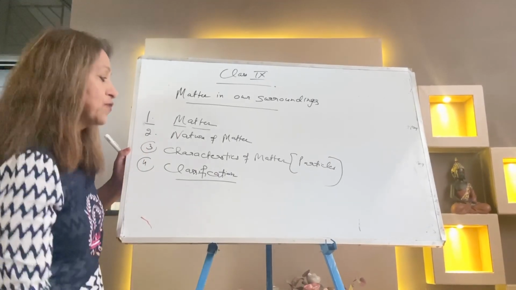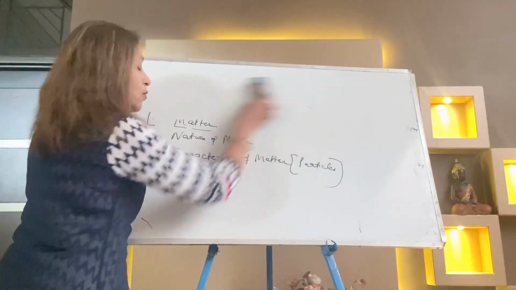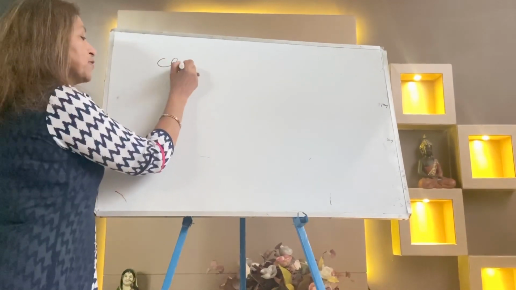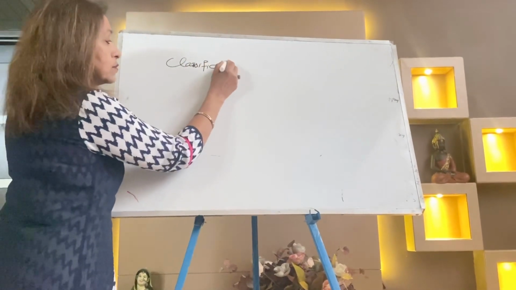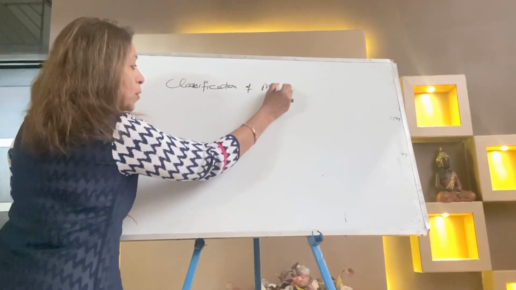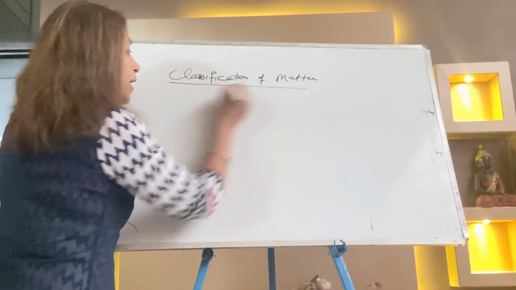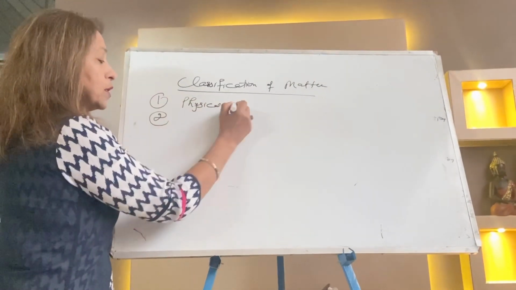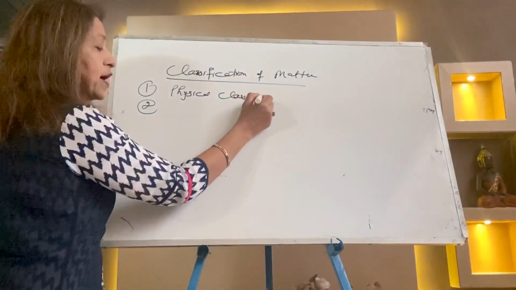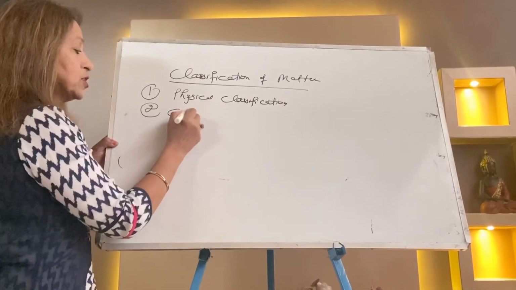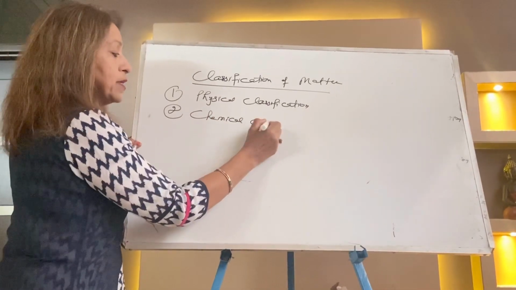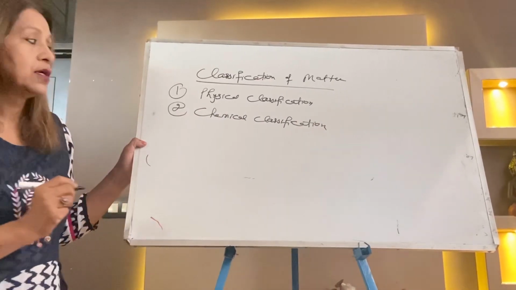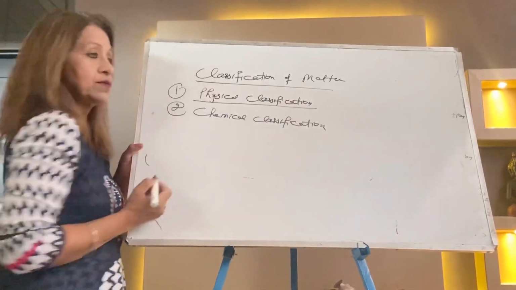Write down classification of matter. This is today's topic. There are 2 types of classification, physical and chemical. Physical classification is in class 9th and chemical classification is not in your syllabus, so we will take it later on, but I am writing each and everything about physical classification. So let us start with the physical classification.